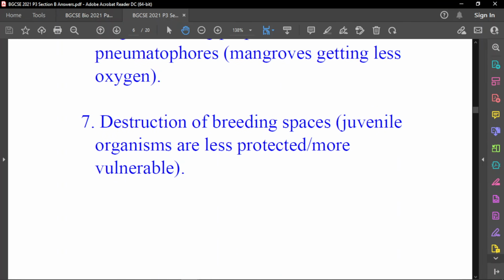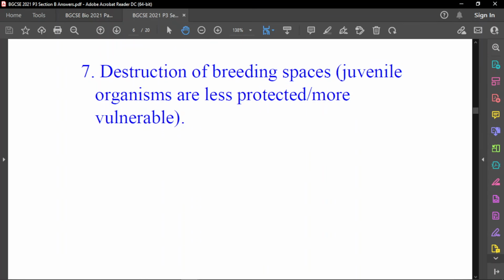What you can also have is a destruction of breeding spaces for juvenile organisms. Remember that in the red mangrove, a lot of juvenile fish are found there because they're safer, and juvenile fish will hide in the crevices and spaces of the red mangrove roots for protection. So definitely, with the destruction of these breeding grounds, these juvenile organisms are less protected and more vulnerable to their predators.